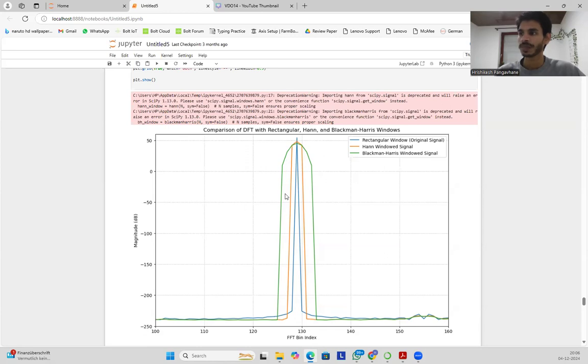So even when the signal is lying on the bin itself, the main lobe of the windowed signal is greater. Even though the power is distributed over a larger number of bins, we saw a significant decrease in the FFT leakage when the F in by Fs condition is not satisfied, or let's say the signal is not exactly falling on the bin.